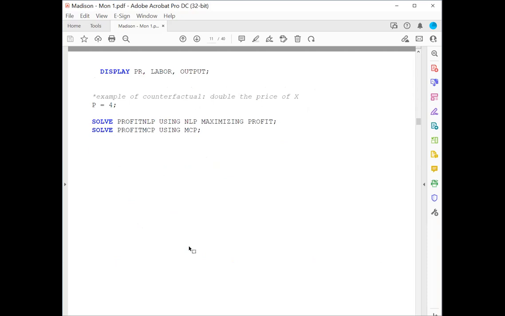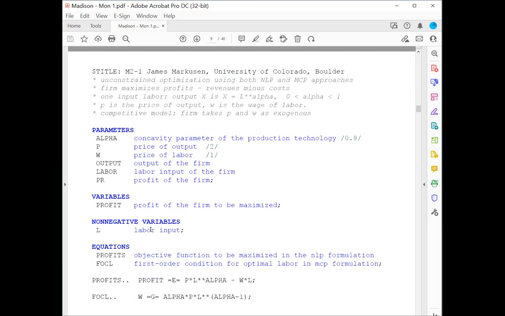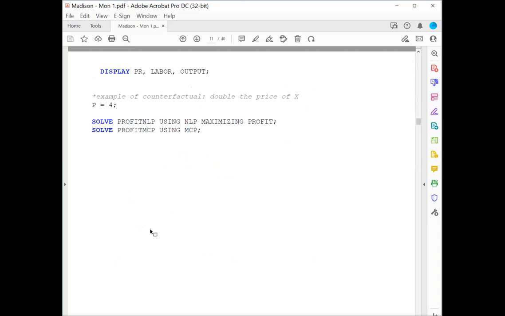So an example then of a counterfactual is just giving a new value to a parameter. So let's increase the price of the firm from 2 to 4. Was it 2? So the initial value of P was 2. Increase it to 4 and solve the model again. You can do it both ways. Parameter values are carried forward until you change them. If you want to try something else, you want to remember to set that one back to where it was to start with. It won't do it automatically.